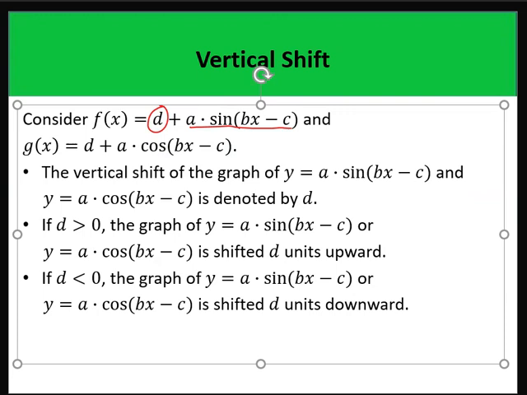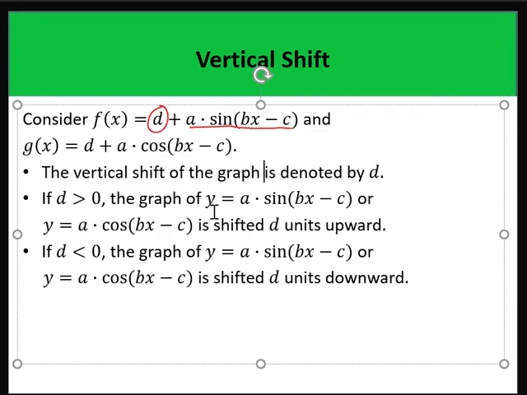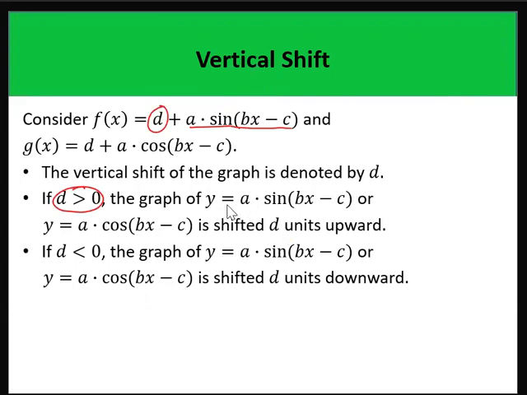Okay, let me erase this first. The vertical shift of the graph is denoted by d. Now, if d is positive, the graph of y equals a times sine of bx minus c, or y equals a times cosine of bx minus c, is shifted by d units upward. However, if d is less than 0, then the graph is shifted by d units downward. So let's apply this through an example.